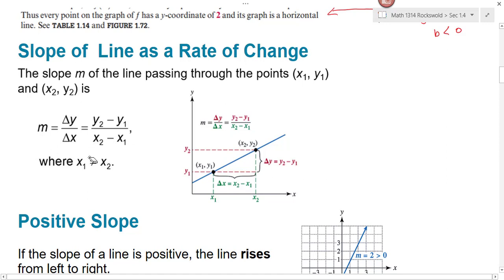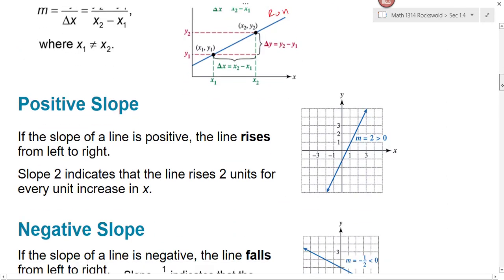x1 and x2 cannot be the same, because if they are, then we're dividing by 0, and that's undefined. So the way that we get the slope is just the steepness of the line. I take the change in the y values and I divide it by the change in the x values. This is the change in the x values, this is the change in the y values. We also call this rise over run. If your slope is negative, you rise in a positive direction and then you run in a negative direction. Y'all have seen this before.